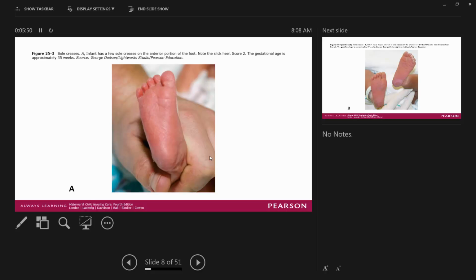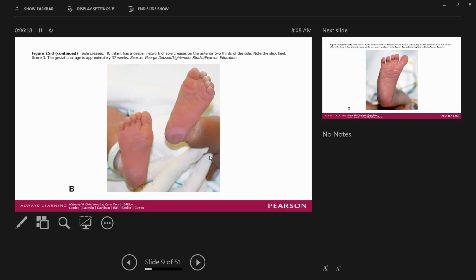Now, this may be difficult to see, but on these feet, when we're looking at the soles of the feet, this baby has a few creases and wrinkles, not very much. And so this baby would have a more preterm score.